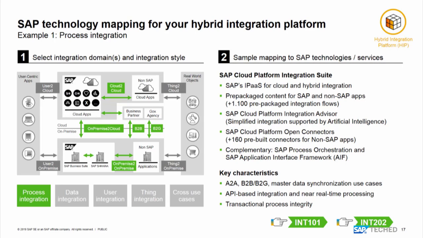Here you can leverage prepackaged integration content for Cloud Platform Integration that you can find on the API Business Hub. As part of the Cloud Platform Integration Suite, we also have the Integration Advisor that leverages machine learning capabilities to simplify integration. We have a lecture on this one. And it covers also the openness. We have the Cloud Platform Open Connectors as part of this suite that allow you to connect to more than 160 pre-built connections to non-SAP applications. And of course, Cloud Platform Integration is complementary to SAP Process Orchestration that we also cover in a roadmap session here at TechEd.